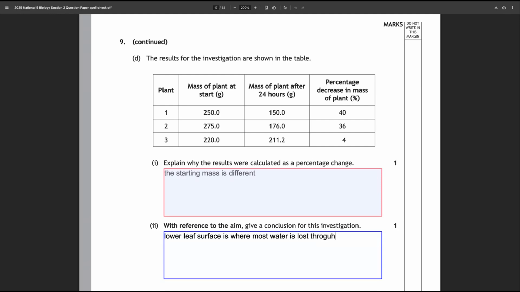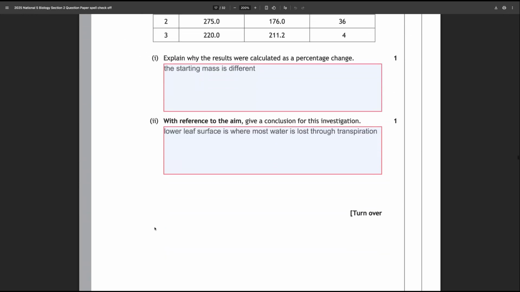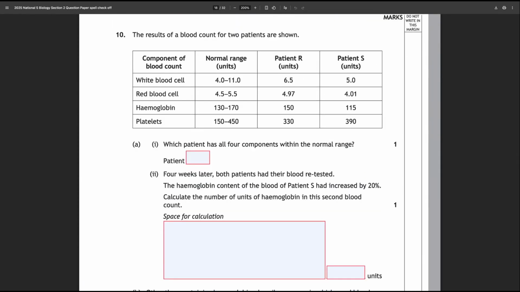They mentioned that in the aim, didn't they, through transpiration. So just for completion, we'll write that. But actually in the marking schemes, it says in brackets through transpiration, so you don't necessarily have to say that. So most of the water is lost through the lower leaf surface. That is our conclusion, because our aim asked us which of the surfaces would lose the most water. On to question 10 then.